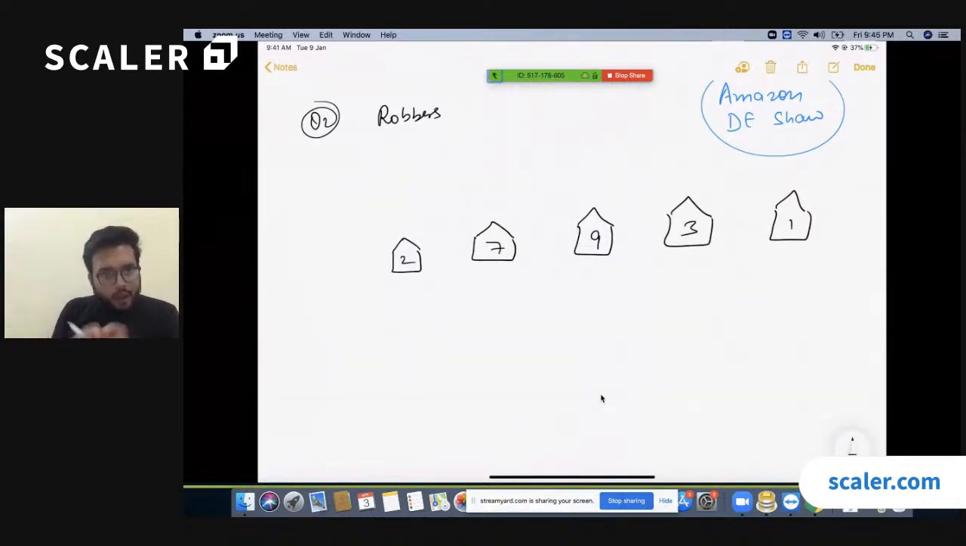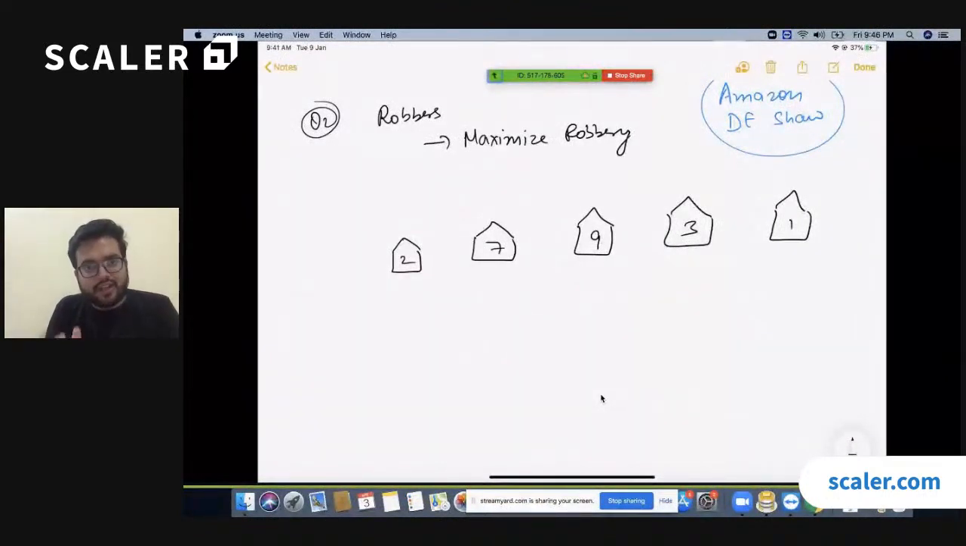Now you are a robber. So what would you do? You would want to rob these houses. What is the function that you would want to maximize? You would want to maximize your robbery. Does that make sense? If unfortunately you happen to be a robber, your optimization function is that you want to maximize your robbery. If there was no constraint, then you would have robbed every single house. Right?